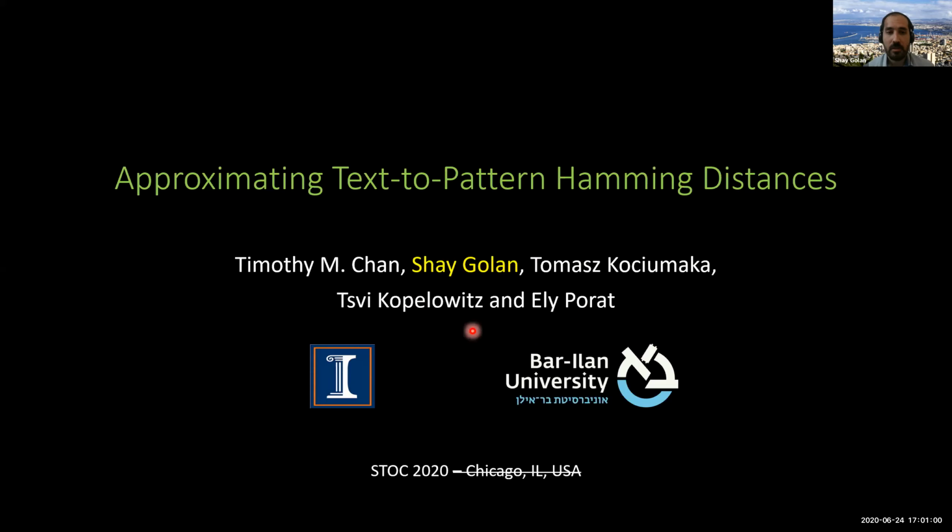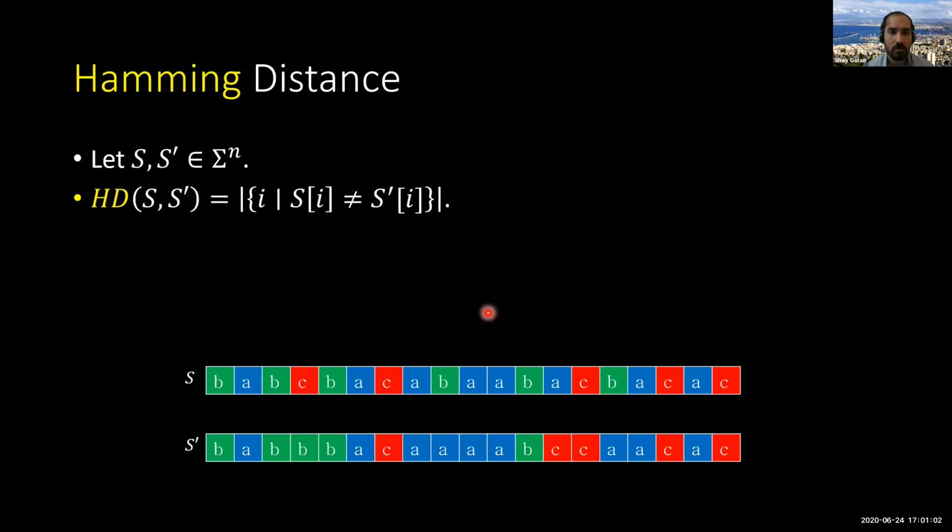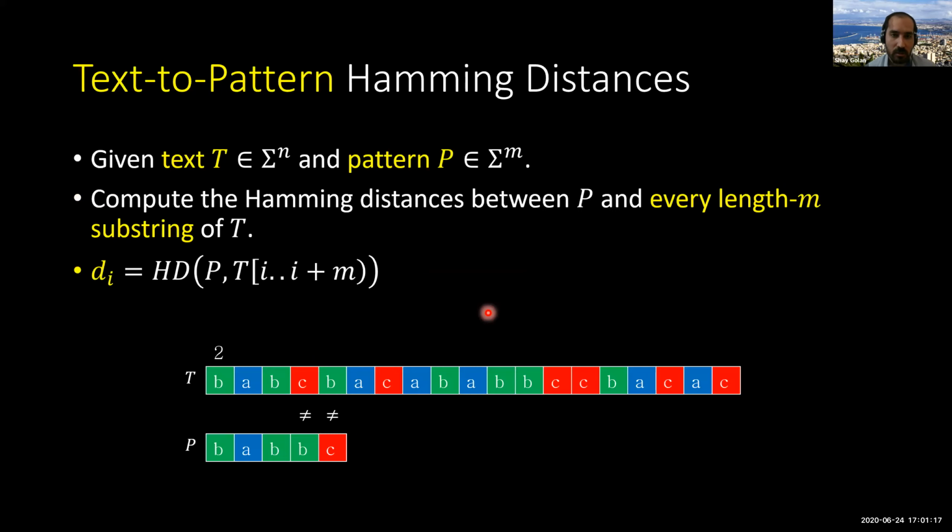Bar Ilan. So in the paper, we consider the Hamming distance, where it's defined for 2 strings of the same length as the number of aligned positions where the 2 strings have different characters. In the text-to-pattern version of the problem, we want to compute the Hamming distance between the pattern and every substring of the text of length m. So we are given text and pattern, large text and small pattern.